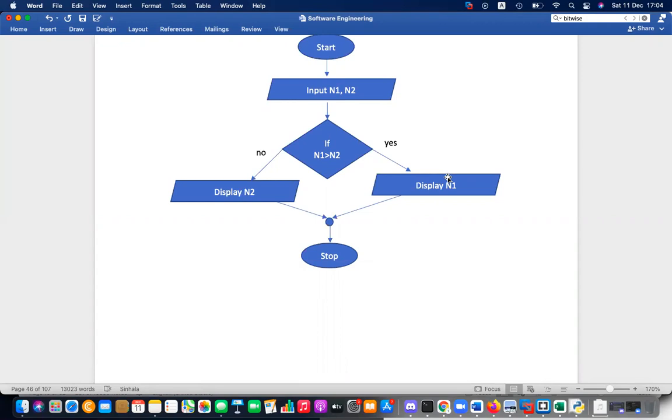If number 1 is greater than, print number 1. Number 1 විශාල නැත්නම්, if number 1 is not greater than, print number 2.